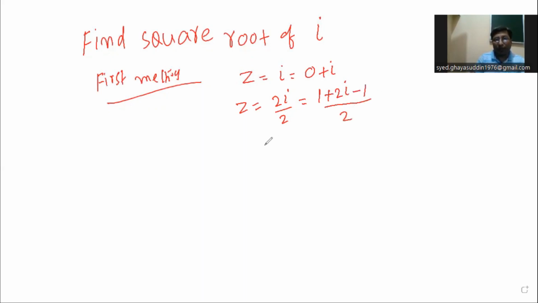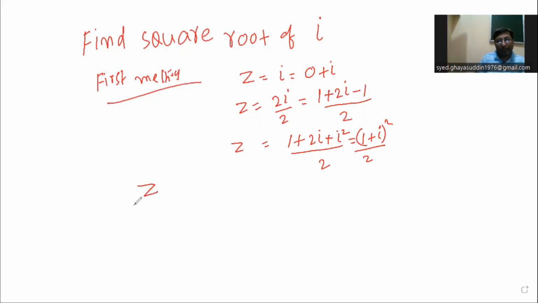Now we can write this 1 plus 2 iota. You know iota square is minus 1, so minus 1 can be replaced by iota square. So this is plus iota square upon 2. Now we know 1 plus 2 iota plus iota square, that is a square plus 2ab plus b square. We can write this as 1 plus iota whole square upon 2. So this is z.